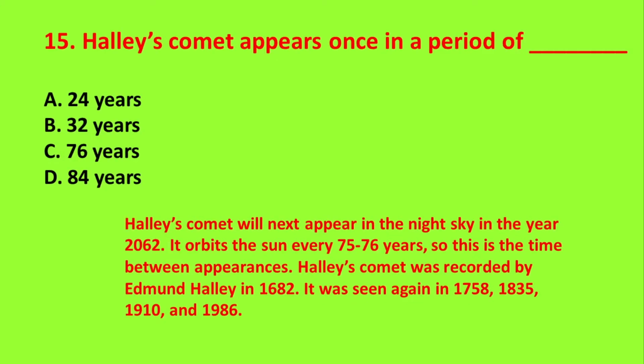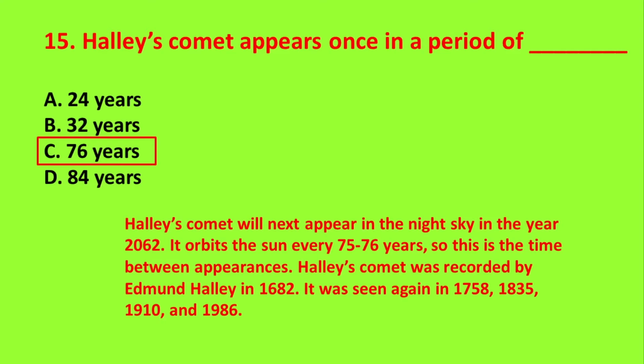Question number 15. Halley's Comet appears once in a period of A. 24 years, B. 32 years, C. 76 years. The correct option is option C. 76 years. And for your kind information, Halley's Comet will next appear in the night sky in the year 2062.